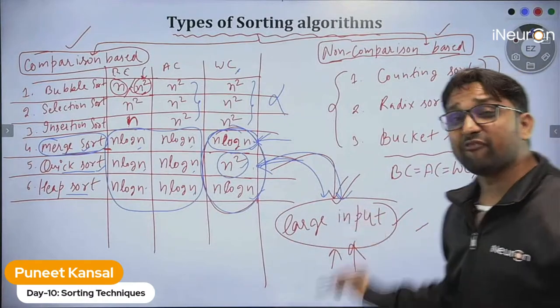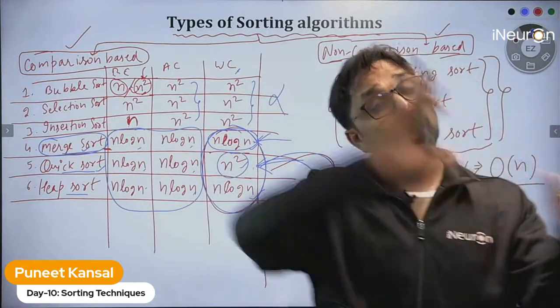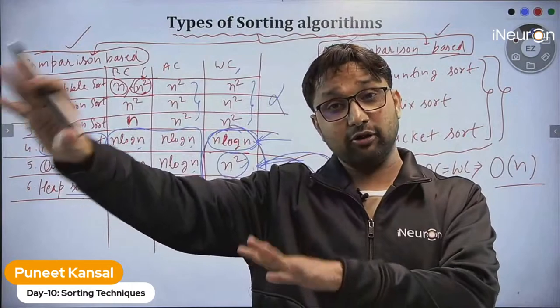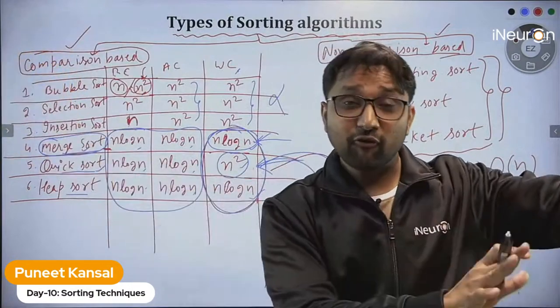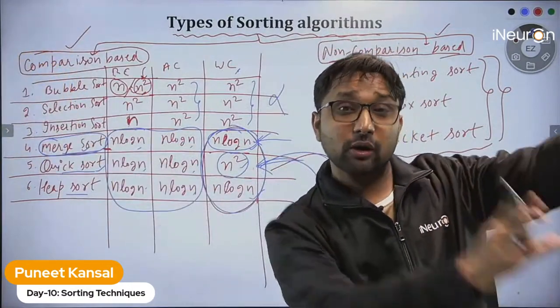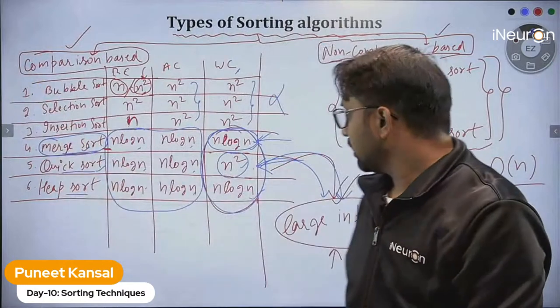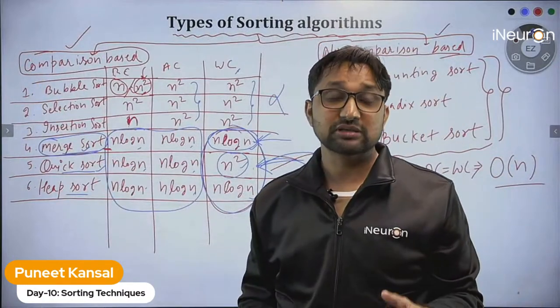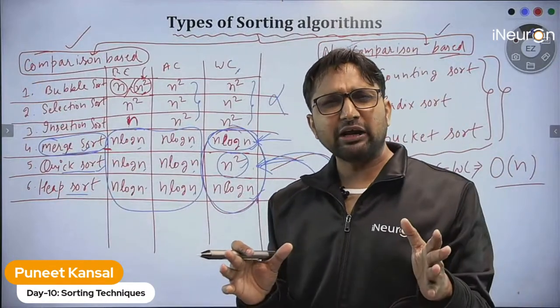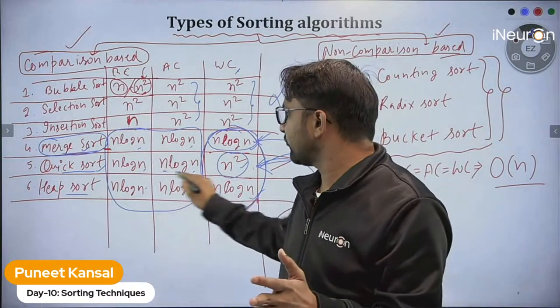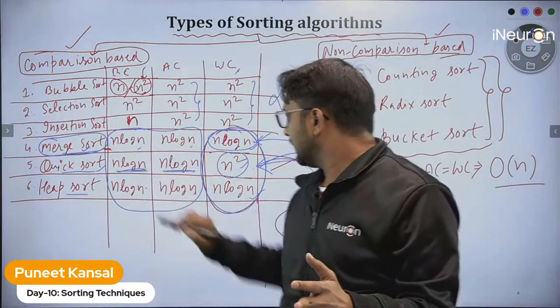Here what is happening is half of the elements you are not comparing with the other half. So listen to this carefully, this is a very important point. Half of the people are not compared with the other half. This is a very big difference, actually. Asymptotically, again, you will get the complexity of n log n.